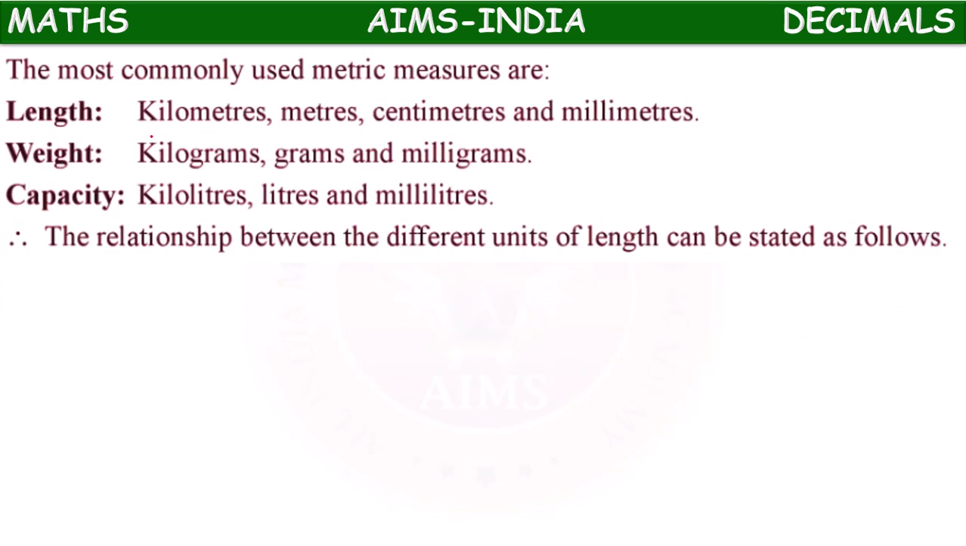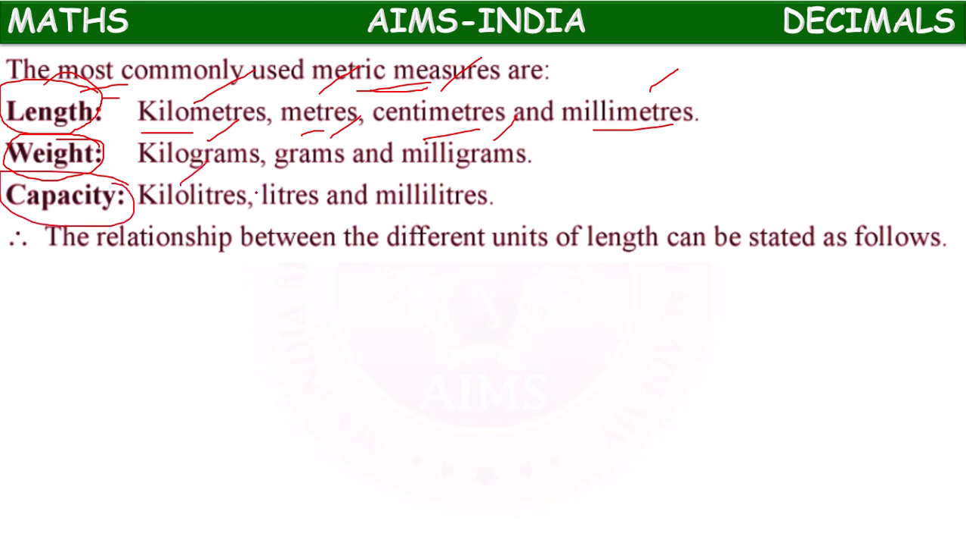Next, the most commonly used metric measures. While measuring length, the most commonly used units are kilometer, meter, centimeter, millimeter. Regarding weight, commonly used units are kilogram, gram, milligram. Capacity: kiloliter, liter, milliliter.